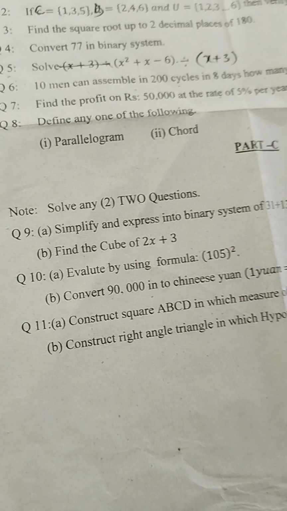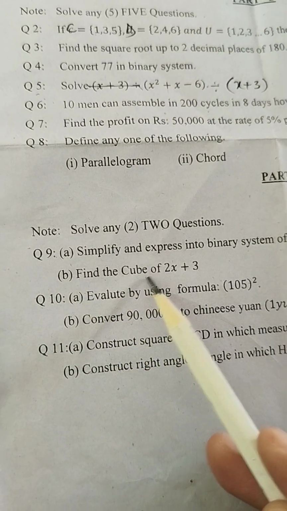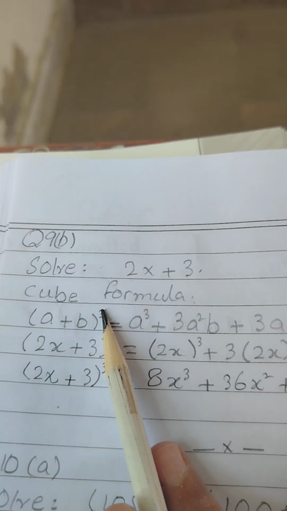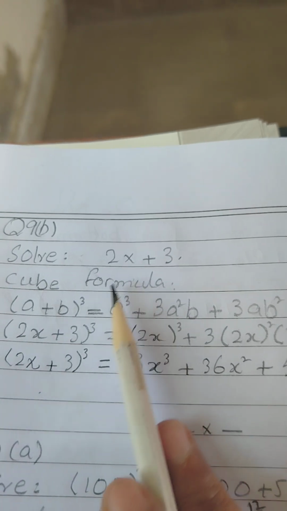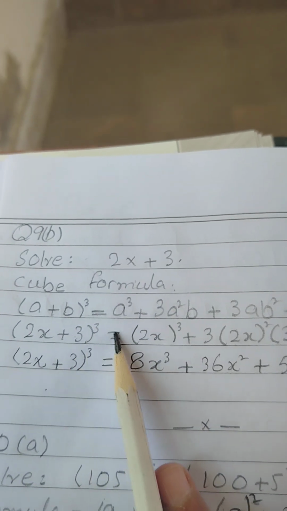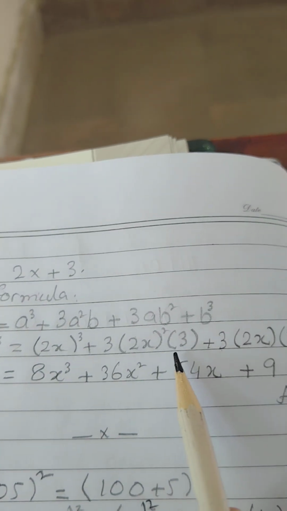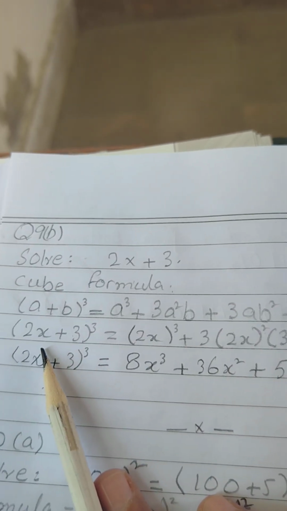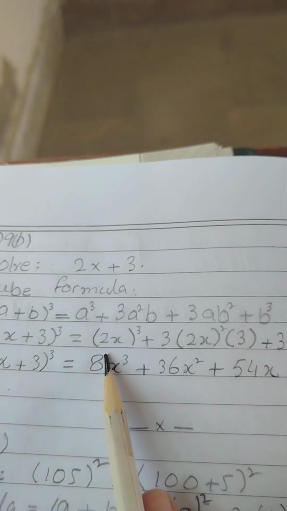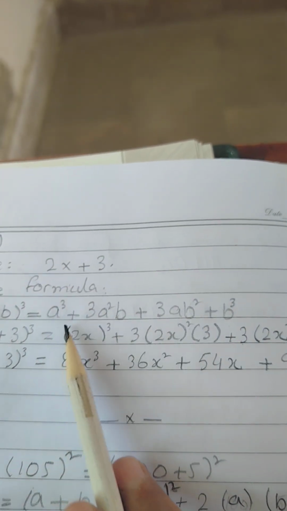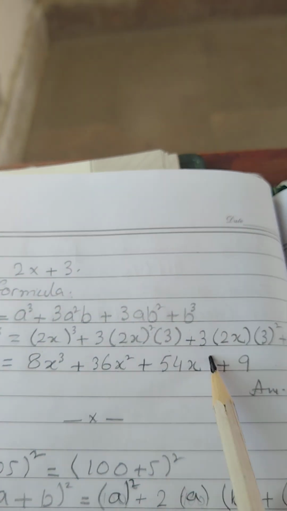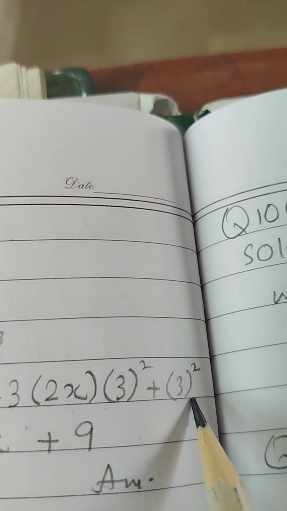Okay. Question number 9B. Find the cube of 2x plus 3. Here we use the cube formula. Again we write the question. The cube formula: a plus b whole cube is equal to a cube plus 3a square b plus 3ab square plus b cube. We consider 2x as a, and 3 as b. We put these values in this formula. a cube, 3a square b, plus 3ab square plus b cube.